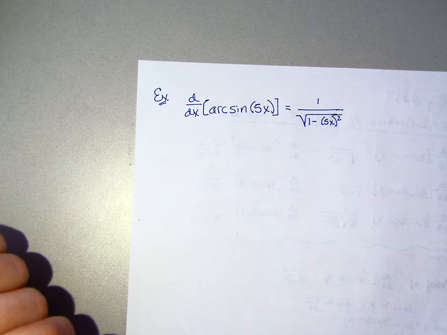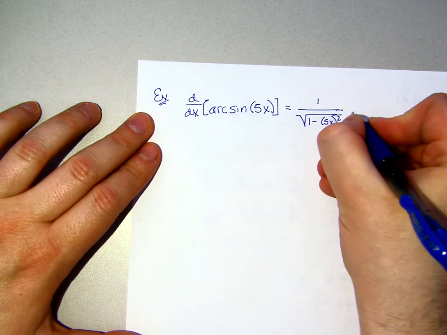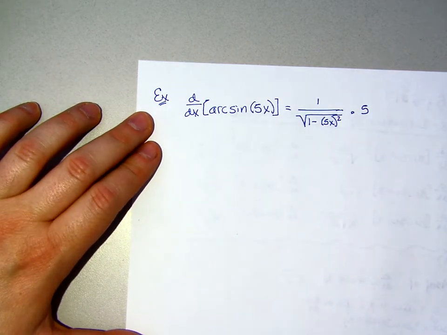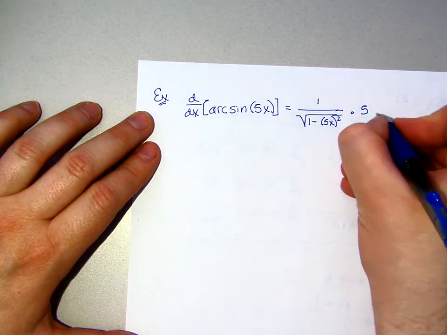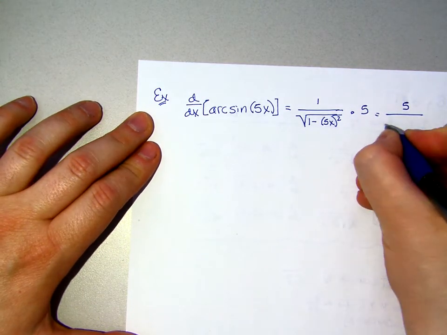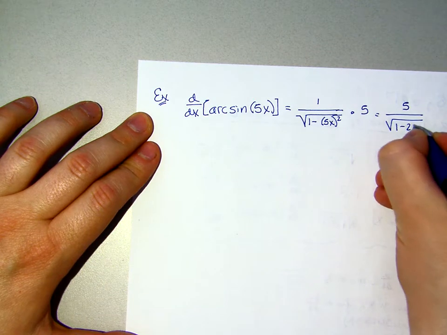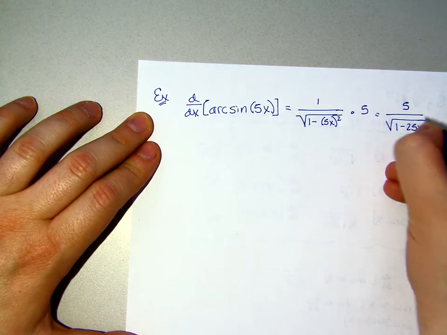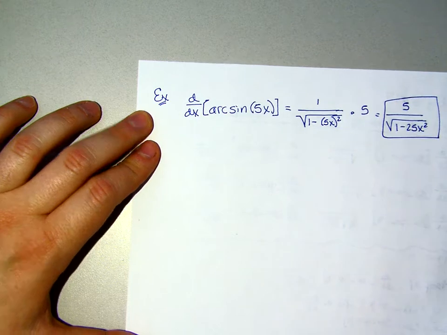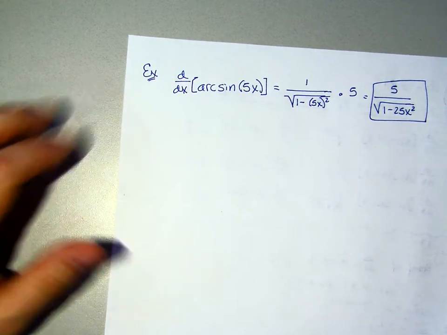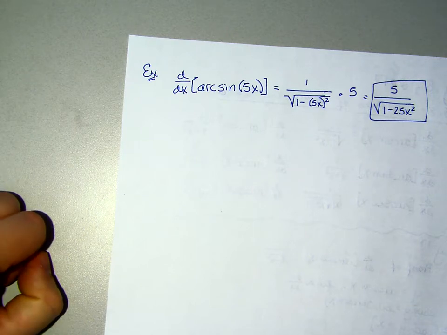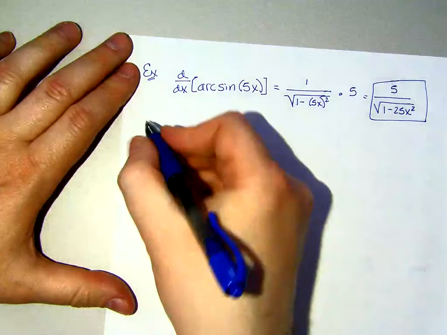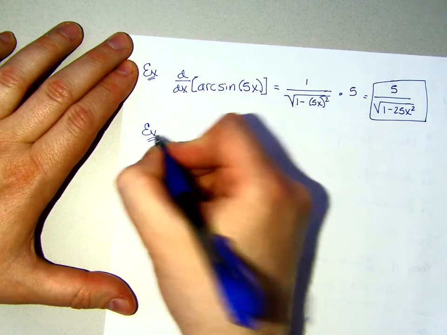What do we need now? Times 5 because of our chain rule. I'm going to clean this up just a tiny bit. I'm going to say this is 5 over the square root of 1 minus 25 x squared. And I have a derivative. Do you see what I did?